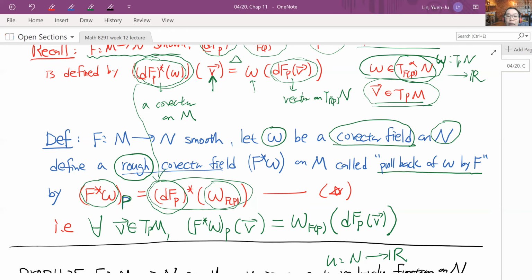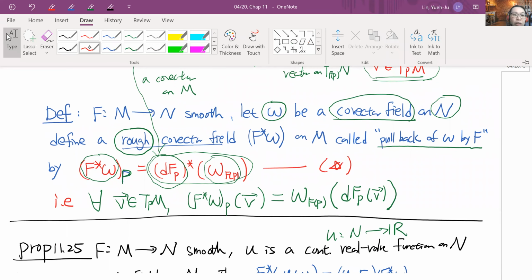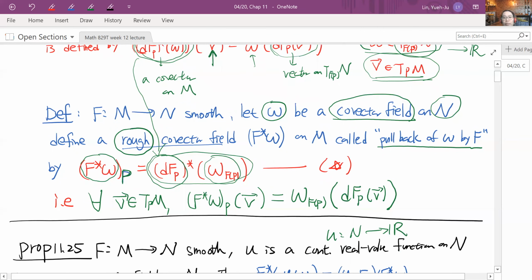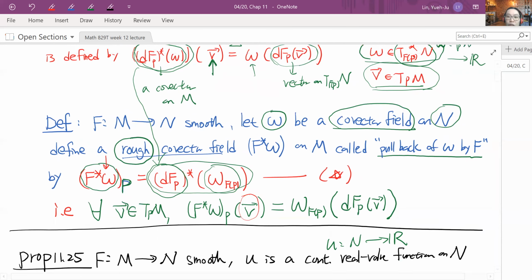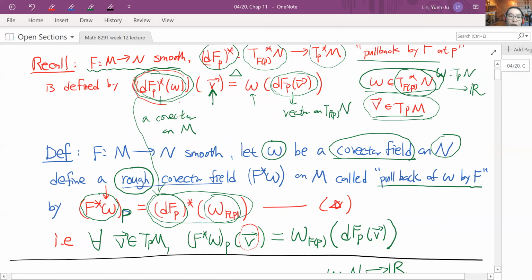And to be more precise, if you want to see the definition explicitly, this is a covector, so you want to see when you plug in a vector, how does it act? What's the definition? When you input a vector here, by using the definition above, following from the pullback of a covector, this will be our definition.